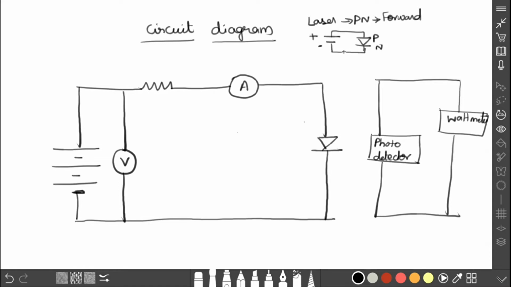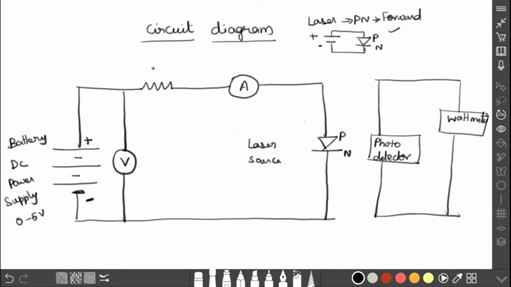The same structure as the LED characteristics. This is the battery, that is the DC power supply. As I said, it ranges from 0 to 5 volts, so the minimum value is 0 and the maximum value is 5. Positive is connected to the P type. In the book it is mentioned as the laser source, which is nothing but the PN junction producing the laser. N is connected to the negative terminal, so it is forward biased, right?